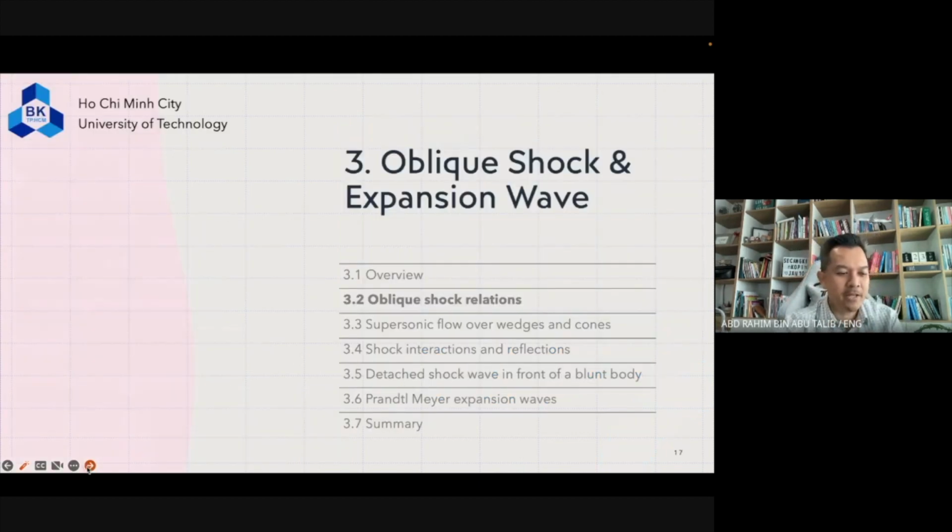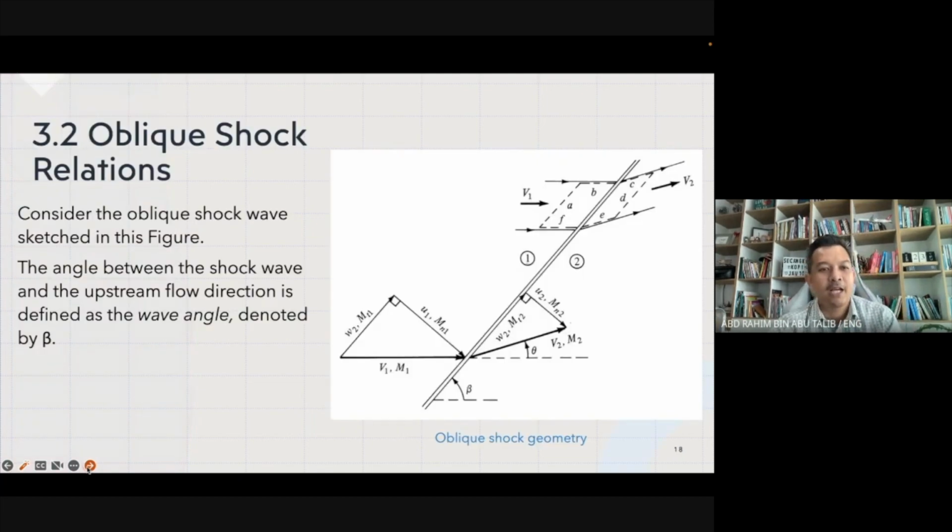Okay, so that is basically just an introduction and the overview of the oblique shock and expansion wave. So now we want to move into the oblique shock relations. With regards to this, we want to show the oblique shock geometry. We want to consider the oblique shock wave sketched in this particular figure. The angle between the shock wave and the upstream flow is defined as the wave angle.